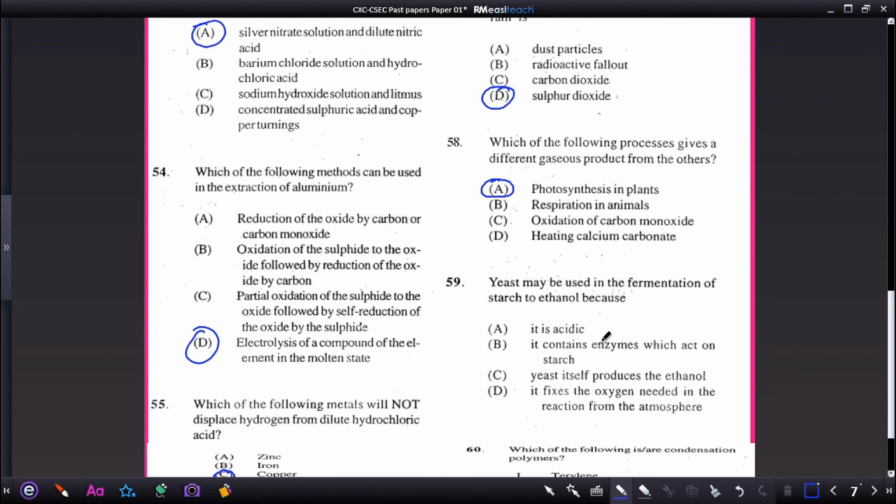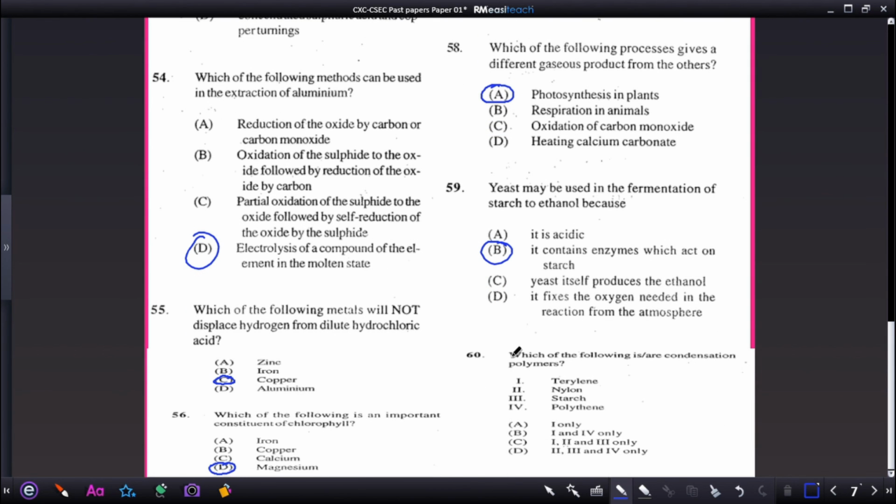59. Yeast may be used in the fermentation of starch to ethanol because it is acidic, it contains enzymes which act on starch, or yeast itself produces the ethanol, or it fixes the oxygen needed in the reaction from the atmosphere. And the answer is B. It contains enzymes which act on starch.